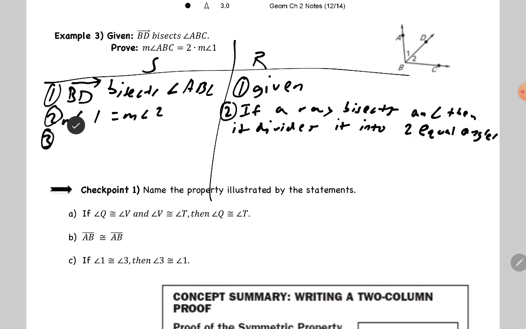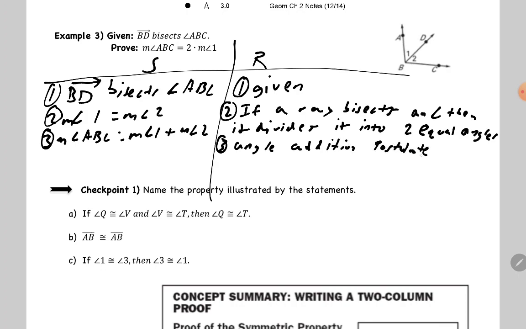Next, we need to establish what angle ABC is. Measure of angle ABC is equal to the measure of angle 1 plus the measure of angle 2. And that's through angle addition postulate. So only postulates you can shorthand, or the properties of equality, the algebra stuff. Okay.